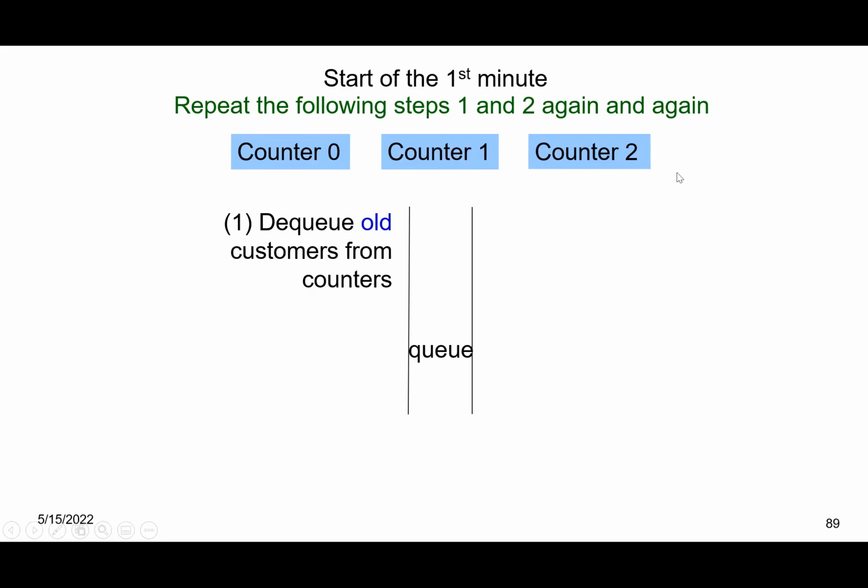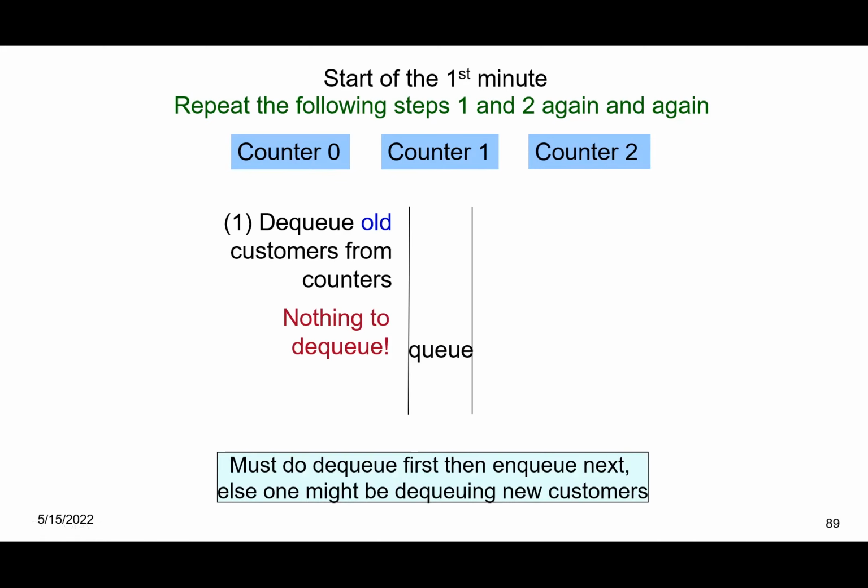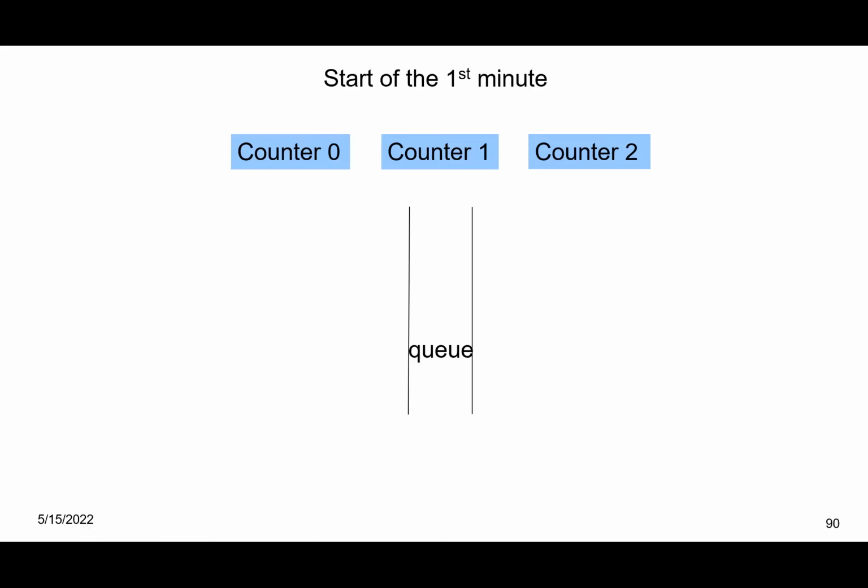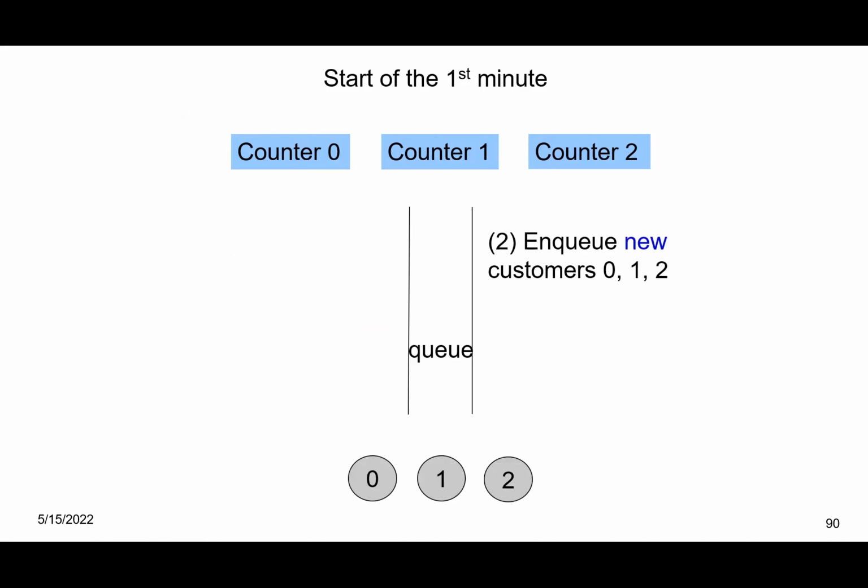So how do we DQ? And how do we determine whether I should DQ the customer from counter 1 or counter 2? Of course, in the first minute, there is nothing to DQ because everything is empty. But in every minute, to determine which customer you will DQ, we are going to generate a random value. I'm going to show you later.